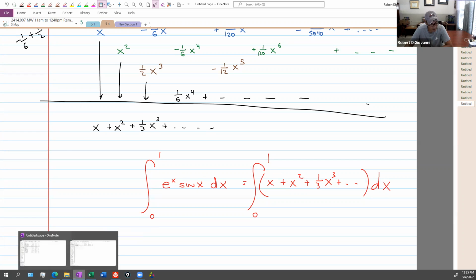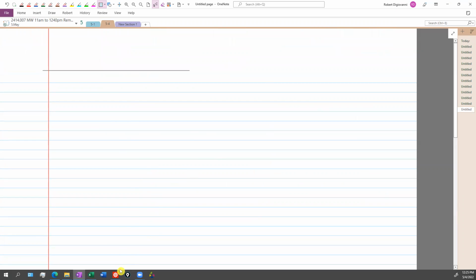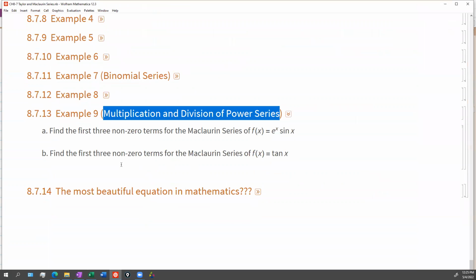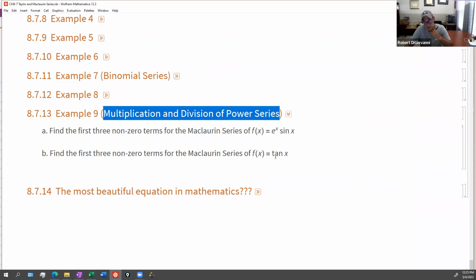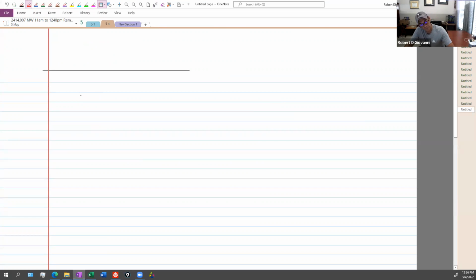Okay, let's look at the next one. Let's not do tangent. I want to do something else because I want you to see what the professor was talking about in that video. I want us to find the first 3 non-zero terms for f of x equals secant x.